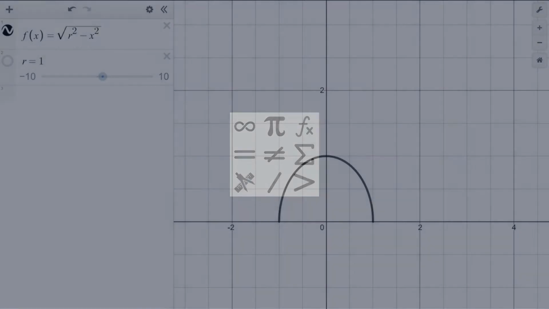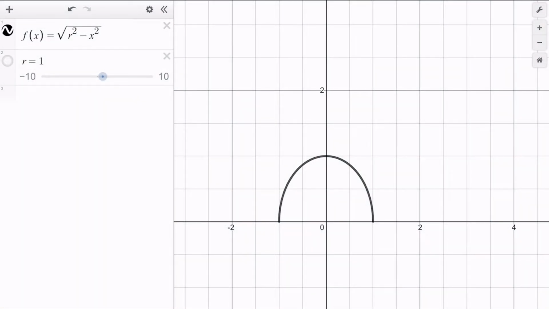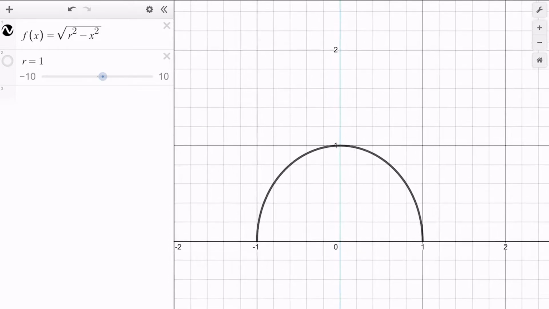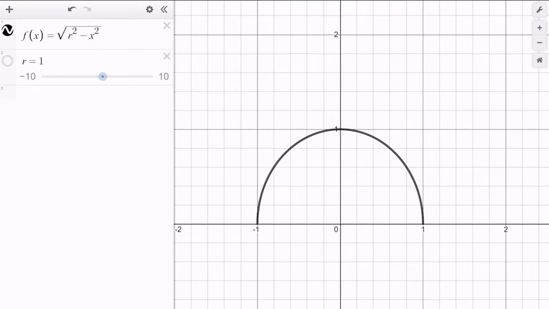This function here, we call it the semicircle function because when you graph it, it ends up being a semicircle like you see over here. Now, it's important to note that for this function to make sense, if you look at the column on the left-hand side, I need to have a value for r. And right now, I've assigned r the value of 1 if you look at the slider there.